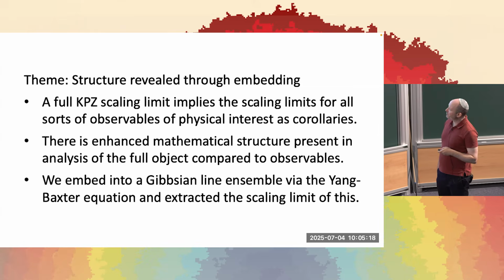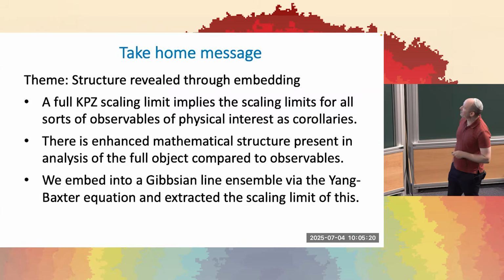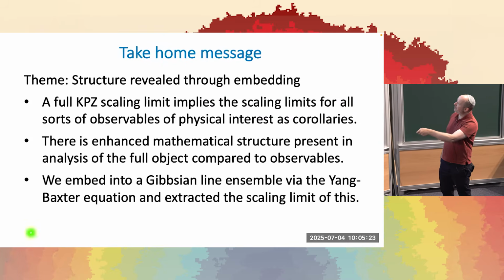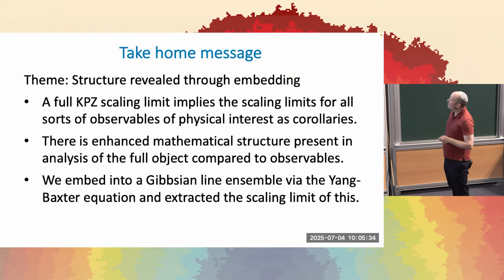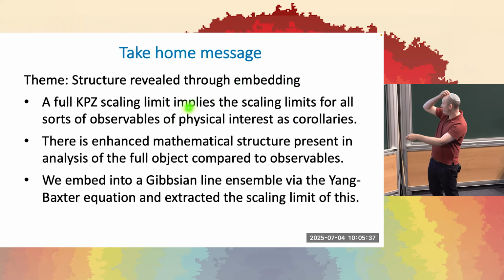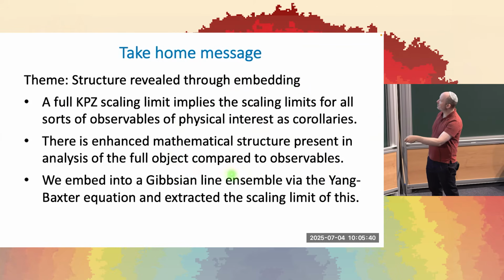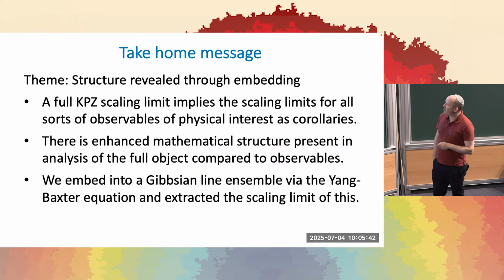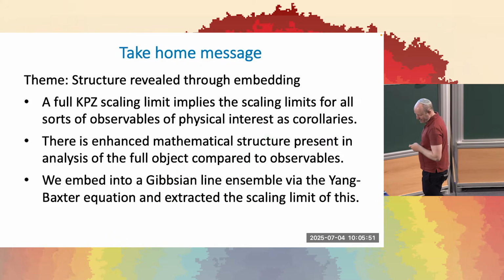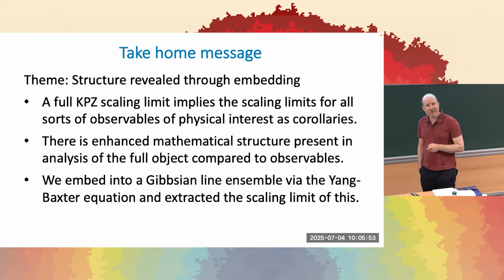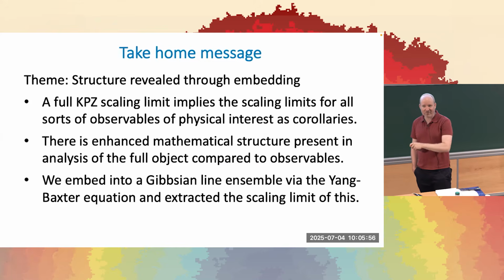Okay, so this is just the summary of what we did. We looked at the full KPZ scaling limit of ASEP, colored ASEP, and six vertex. And of course, there are many other consequences of that. We spoke about a few, but there are several other corollaries. We went to a fuller mathematical object, which was this embedding in terms of the q-Boson model. And by virtue of the Gibbs property that one gets from that, we were able to extract the scaling limit.